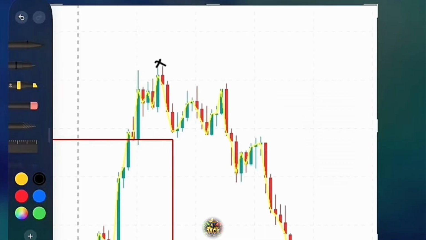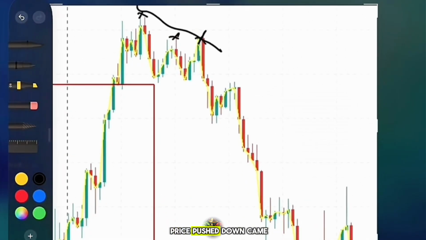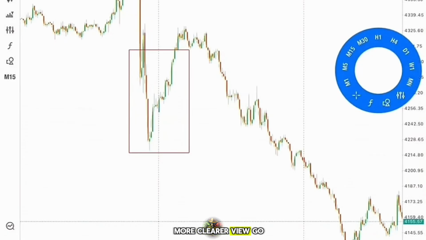See, this indicates that price is willing to go down. So what happened here? Price pushed down, came up again, pushed down, pressure. You can enter for a sell here. Or if you want a clearer view, go to M5.